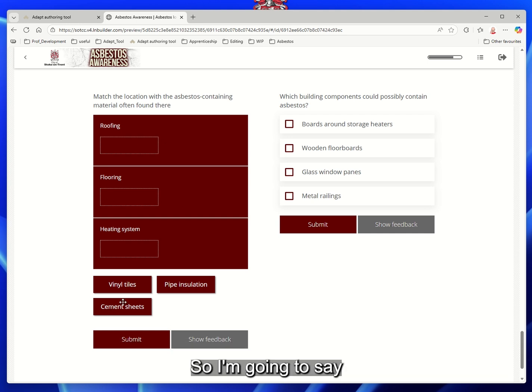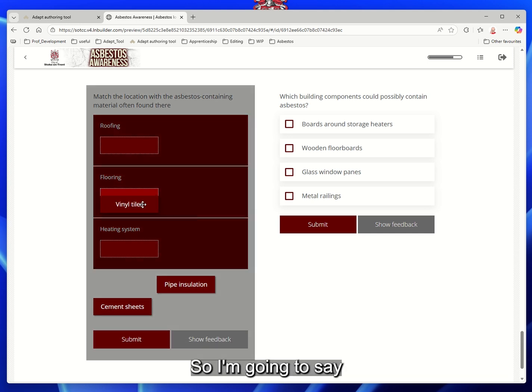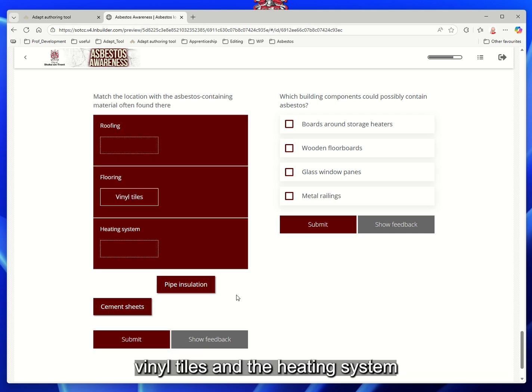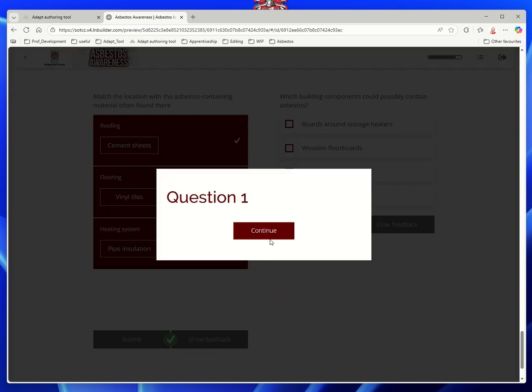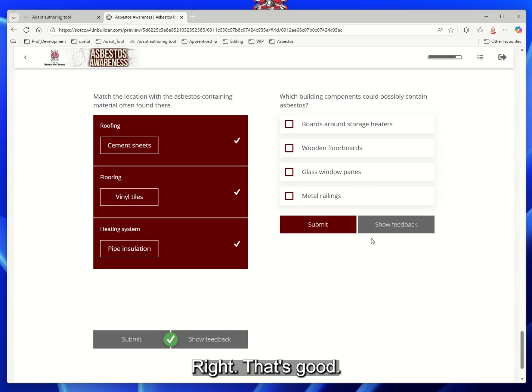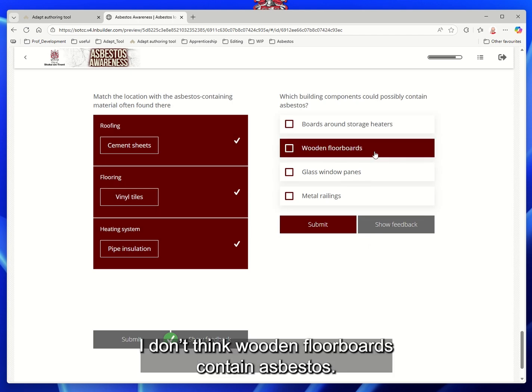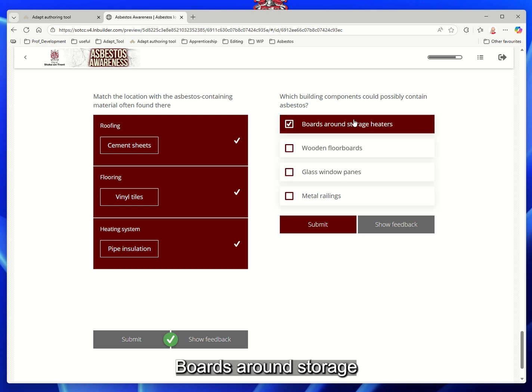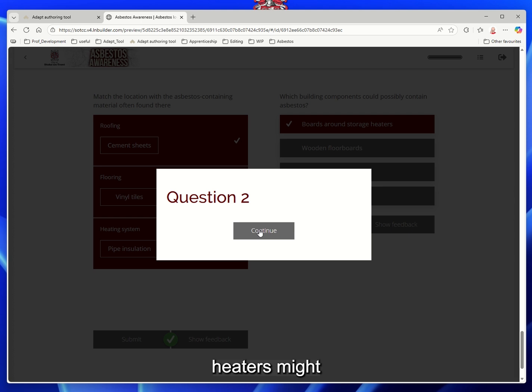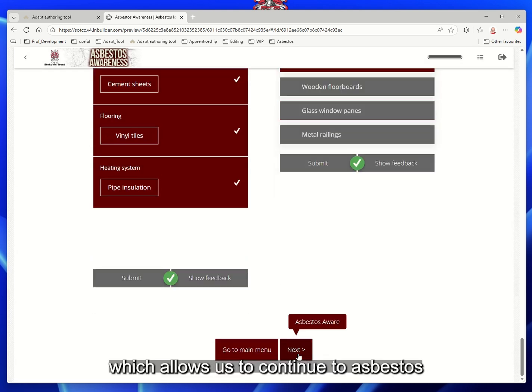So a recap of this section where we might think about what sort of materials we might find in flooring. So I'm going to say vinyl tiles, and a heating system might be pipe insulation, which leaves only one thing left. Hey, that's good. I don't think wooden floorboards contain asbestos. I don't think glass window panes do. Boards around storage heaters might. There we go. Which allows us to continue to asbestos aware.